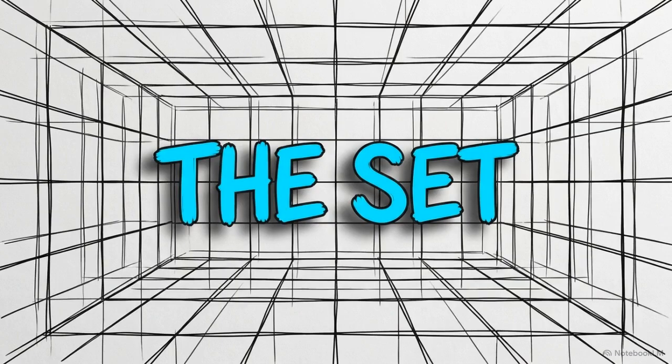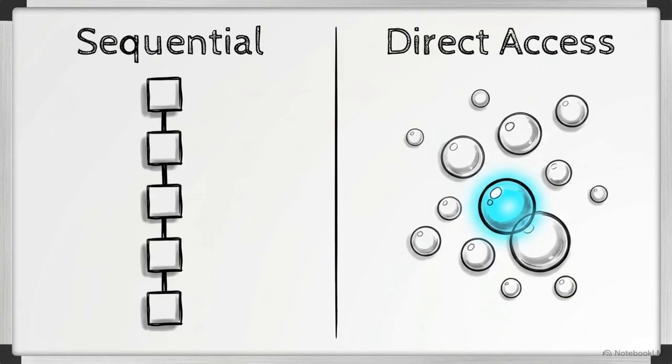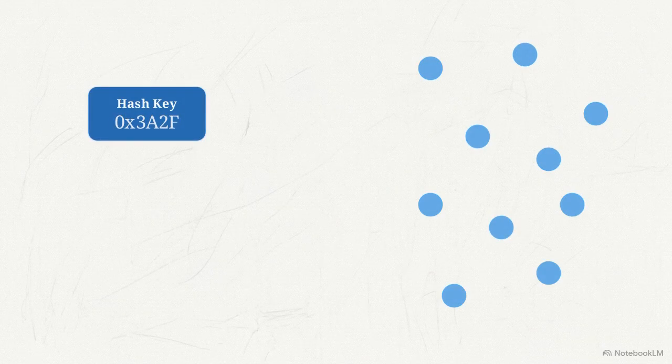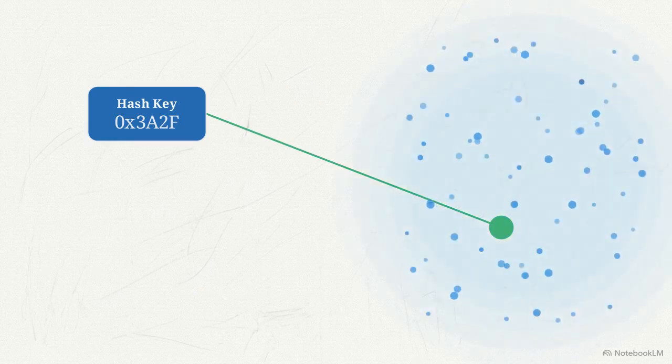To eliminate that delay, we shift our focus to the immediate algorithmic alternative, the set. While an array is bound by linear time, a set operates on constant time, or O(1). This efficiency comes from the hash key mechanism. Instead of scanning the cloud of data, the system uses a key to jump directly to the target's location.